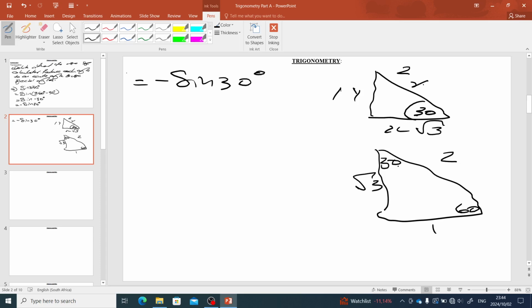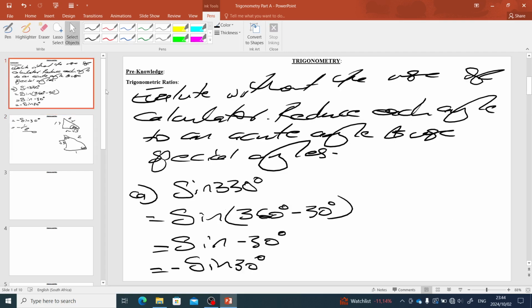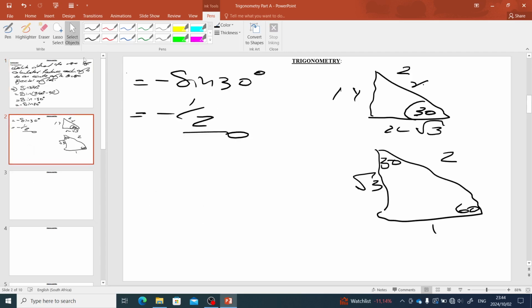Okay. Now you are having opposite over hypotenuse. Now we know that sine 30 will be a negative 1 over 2. Now we have evaluated without the use of a calculator. This would be our answer to this question there. Okay. Now let's look at the second question or the second sum.